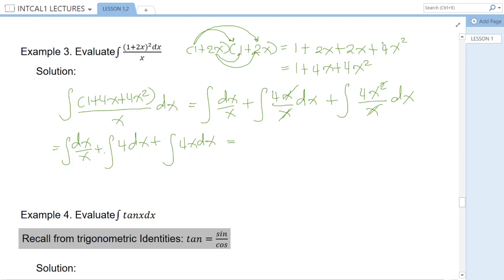For the first term, the differential of the denominator, which is x, is simply dx. So let us get the logarithm. That is the ln of x. For the remaining terms, those are just the power rule. So that is 4x plus 4x squared over 2, plus c. But we can simplify this. So that is ln of x plus 4x plus 2x squared plus c. Okay, next.